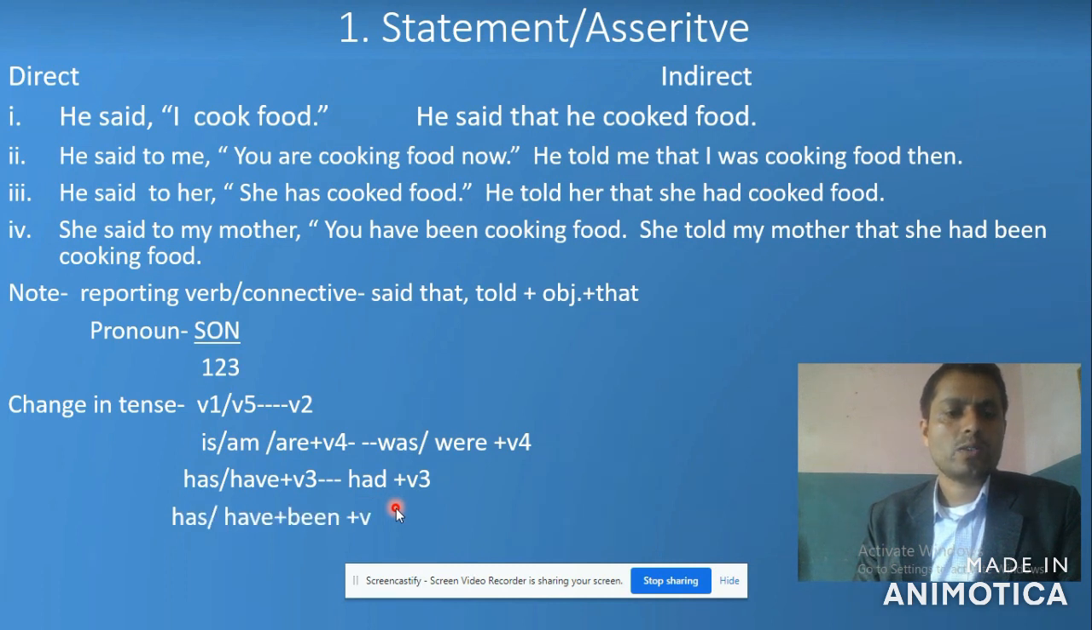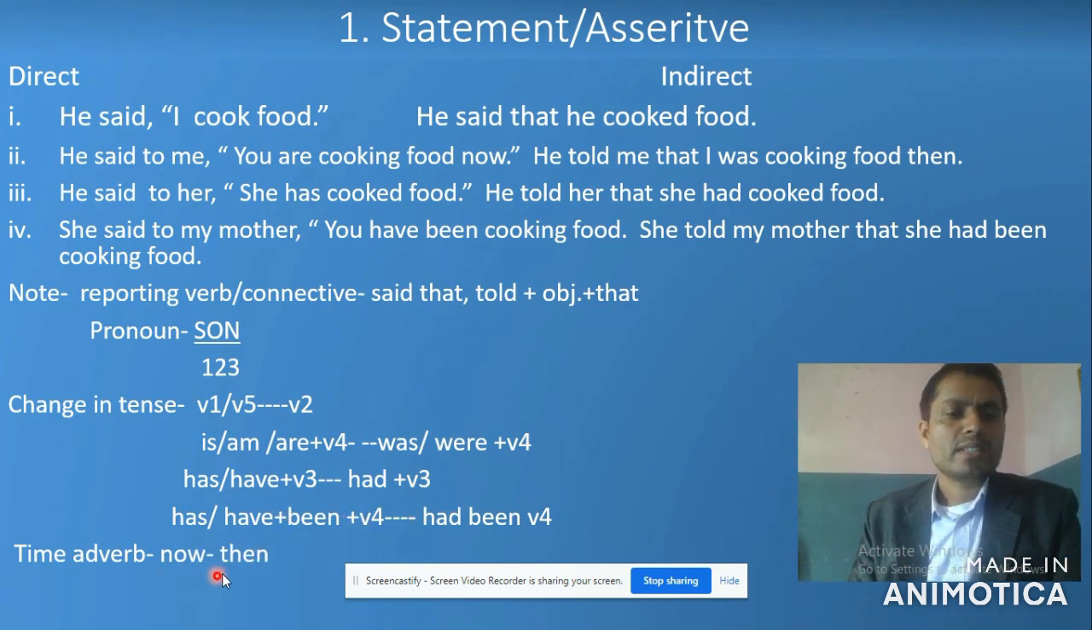Now has, have plus been plus verb 4. Look at here. Has been, have been plus verb 4. This is present perfect continuous, changes into had been plus verb 4, past perfect continuous tense. You have to remember these changes that we have to make under change in tense, right?